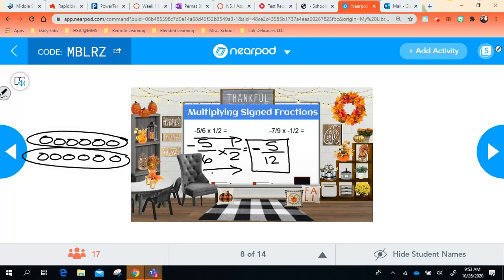Or you could have even done 6 groups of 2, and this gave you 12. Does everybody have this written down? And can I erase it? Okay. I have some people that haven't. It's okay.